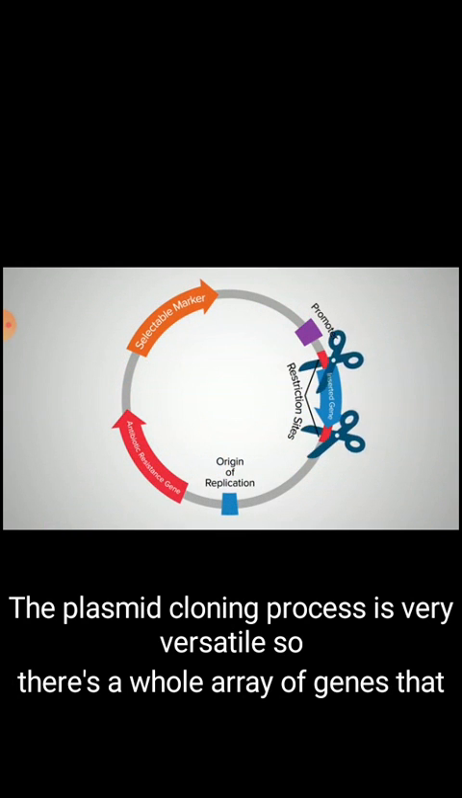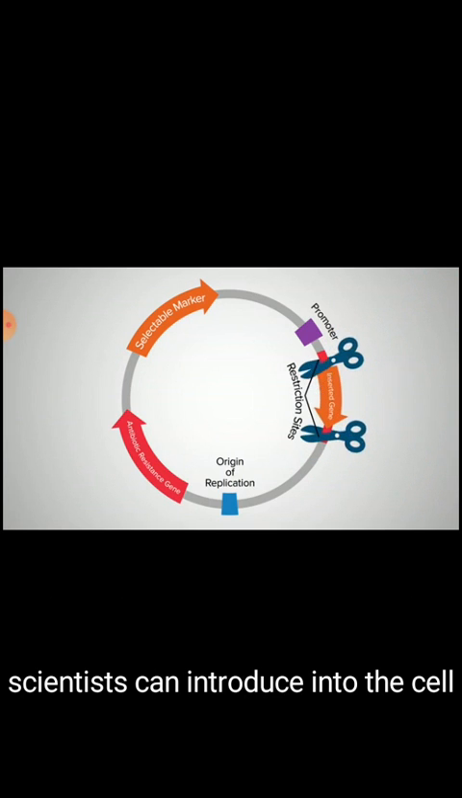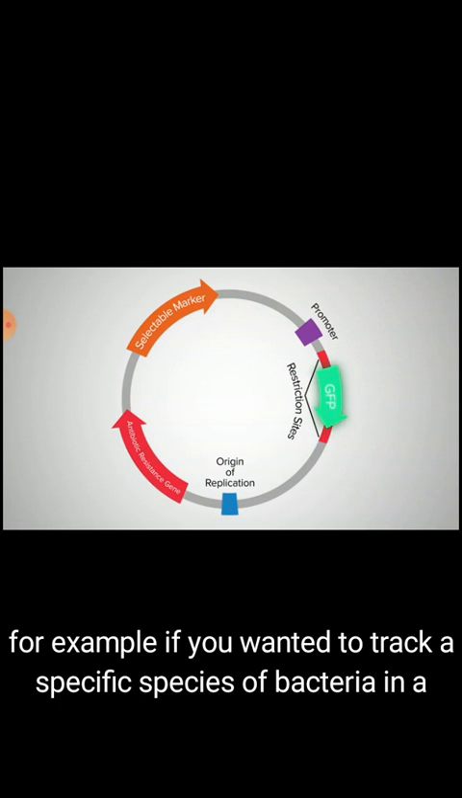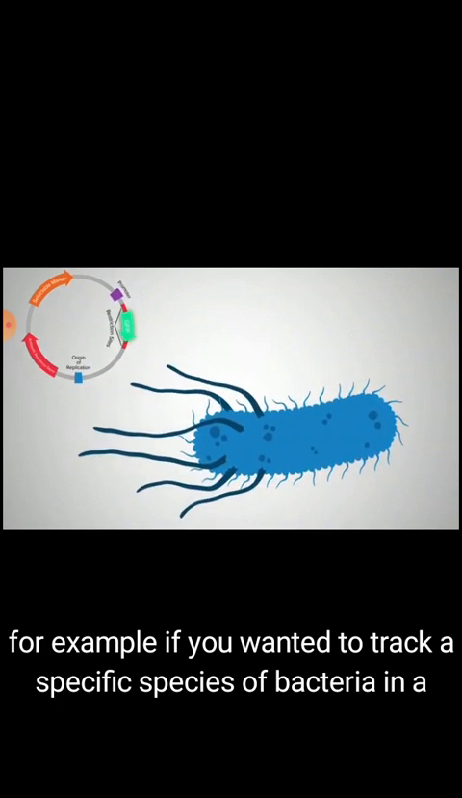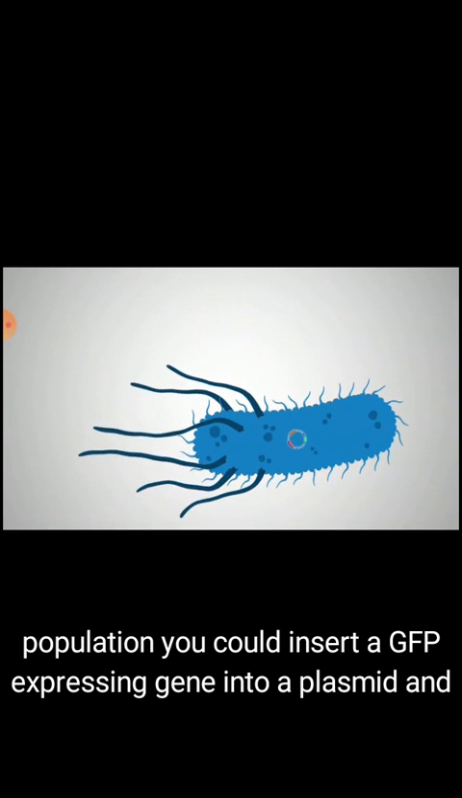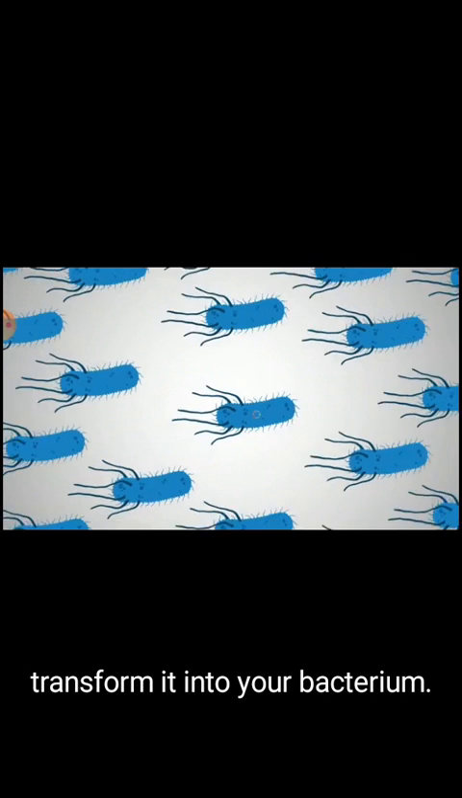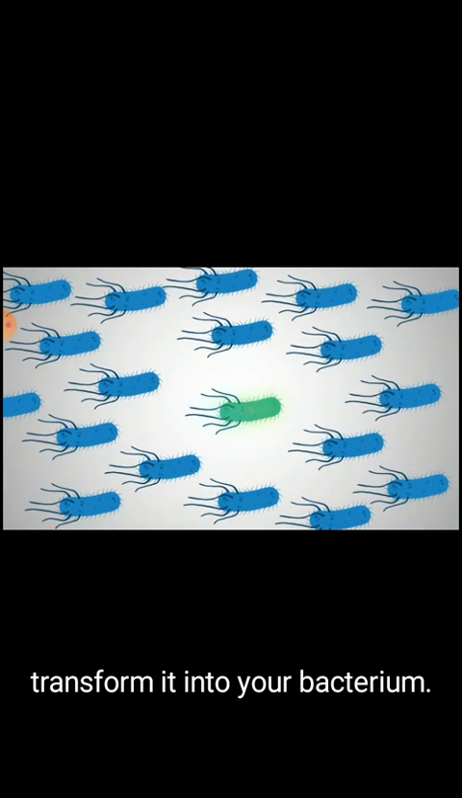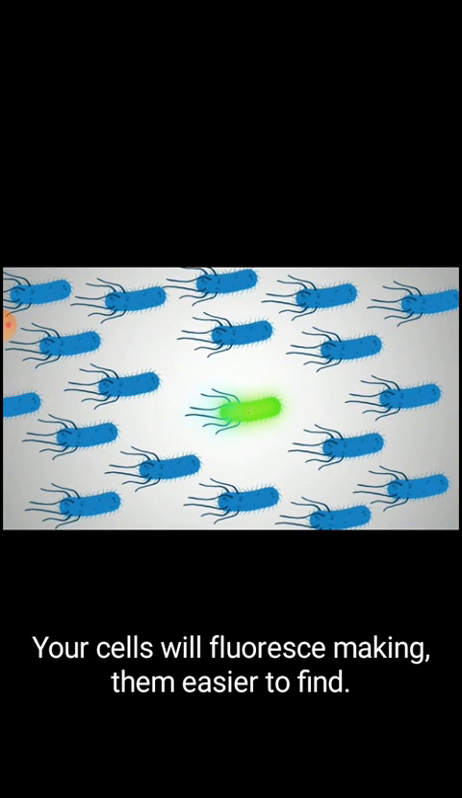The plasmid cloning process is very versatile, so there's a whole array of genes that scientists can introduce into the cell. For example, if you wanted to track a specific species of bacteria in a population, you could insert a GFP-expressing gene into a plasmid and transform it into your bacterium. Your cells will fluoresce, making them easier to find.